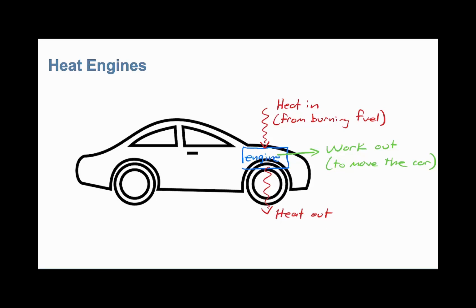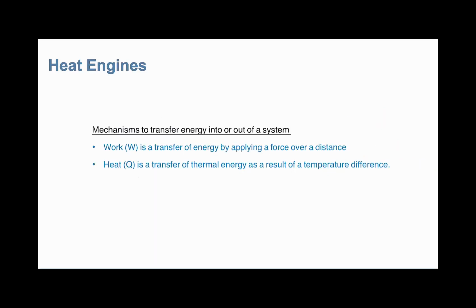Before we go further, let's be clear on the terms work and heat. Both of these terms represent a transfer of energy to or from the system. In this case, the system is the engine. But they do it by different mechanisms. Work transfers energy by applying a force over a distance, and of course we use a W for work. Heat transfers thermal energy as a result of a temperature difference. For instance, when you put a cold cup of coffee on a hot plate, heat is transferred from the hot plate to the coffee cup. We use a Q to represent heat flow.